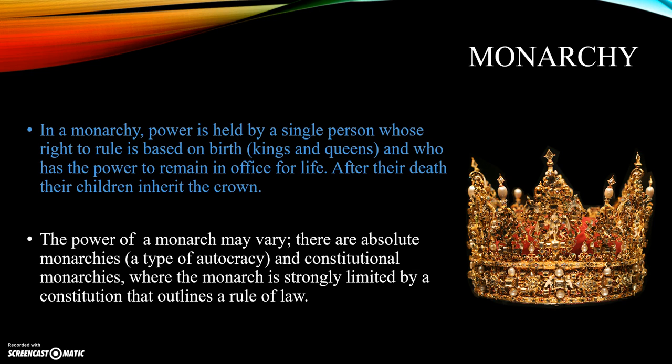Okay, next up is a monarchy. This is when power is held by a single person, and it's based on the rule by birth, so a king or a queen. And they keep that power for their entire life. After their death, their children inherit the crown. Now, the power of monarchies vary from one to another. There's an absolute monarchy, which is actually a form of autocracy. In an absolute monarchy, the king or queen's rule is law.